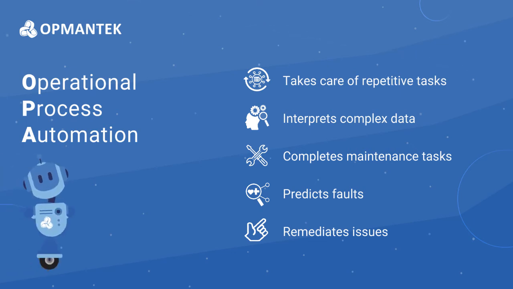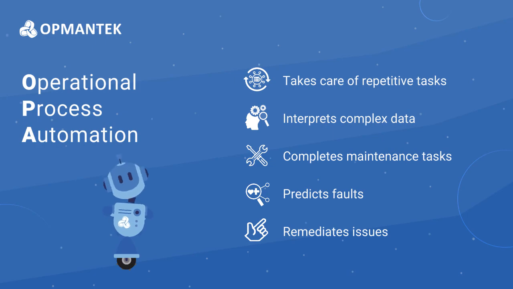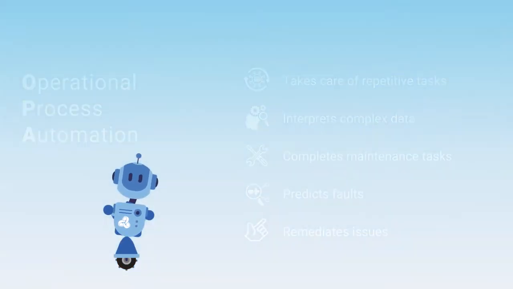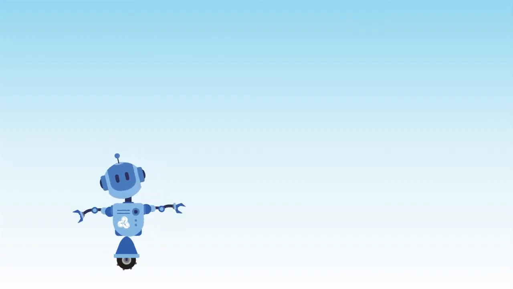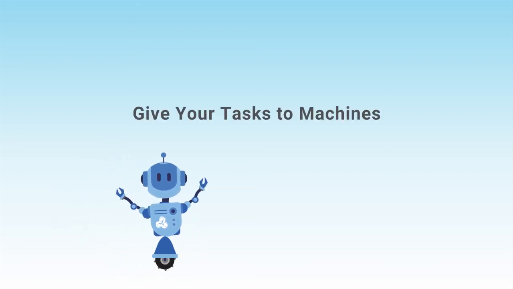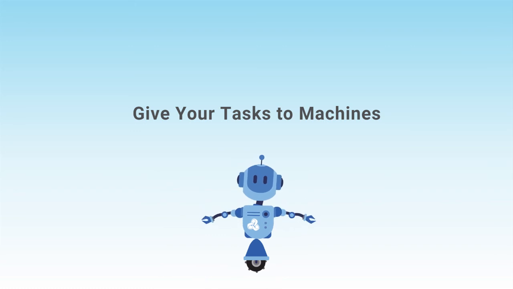In short, OPA serves to augment a network engineering or system administration role. That's right, it's the extra set of hands you didn't know you had. And it allows you to give your tasks to machines. Ready to see what OPA can do for you and your team?